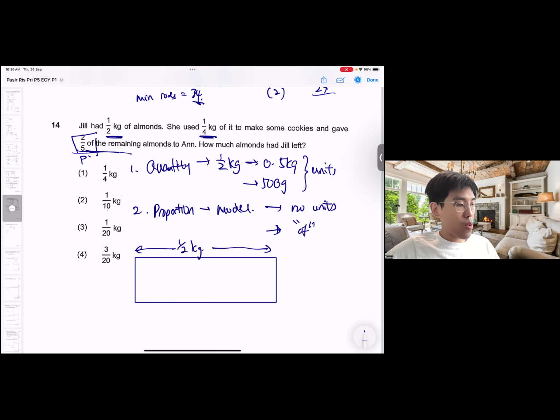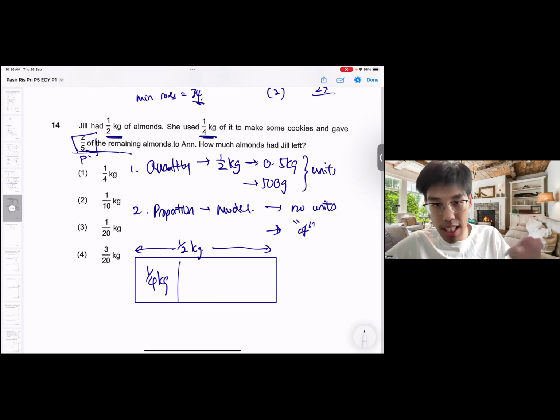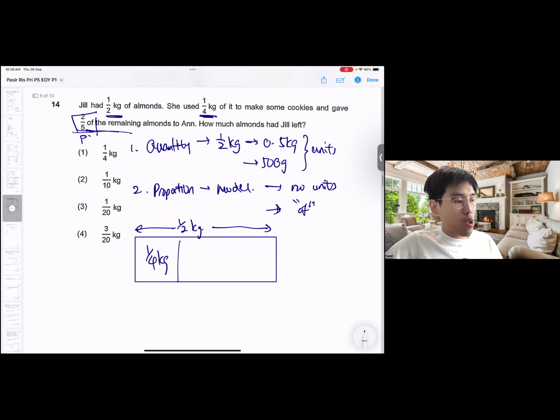She used 1/4 kg of it. I have no idea where, it doesn't matter. It's just like any one part is 1/4. It doesn't have to measure nice, no need. And 2/5 of the remaining almonds. So this is the remaining. I cut it to 5 parts, 1, 2, 3, 4, 5 parts. Use 2/5 to make the cake. So how much is left here?